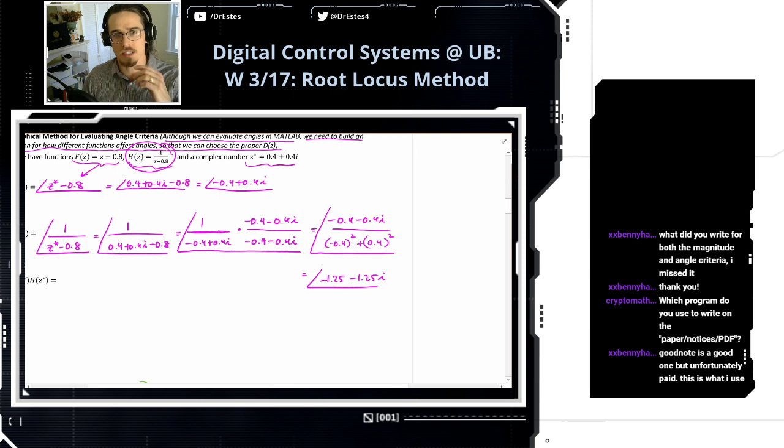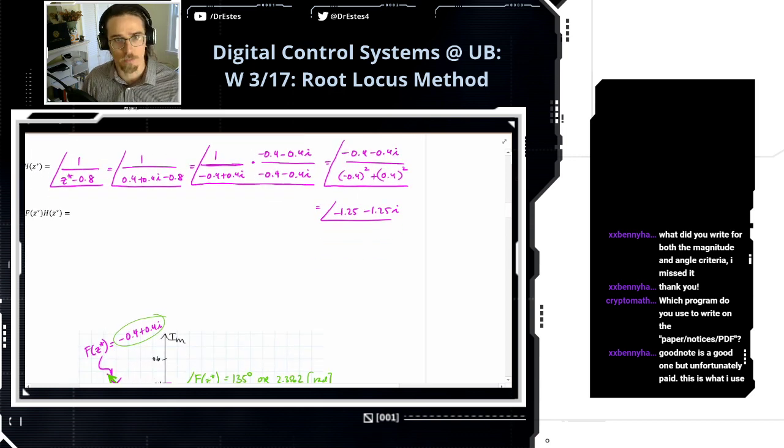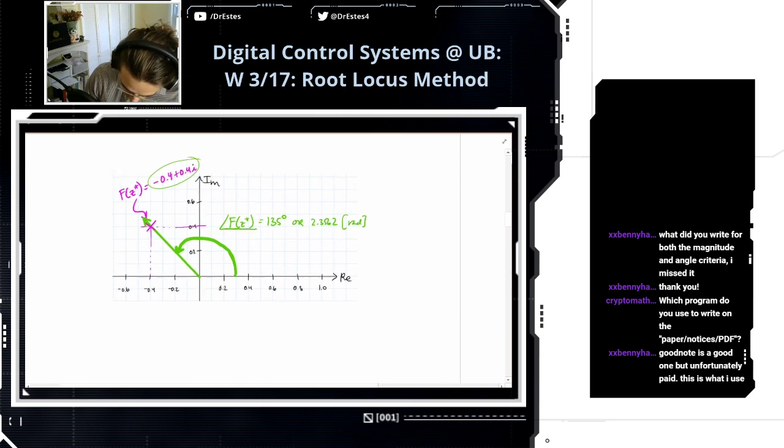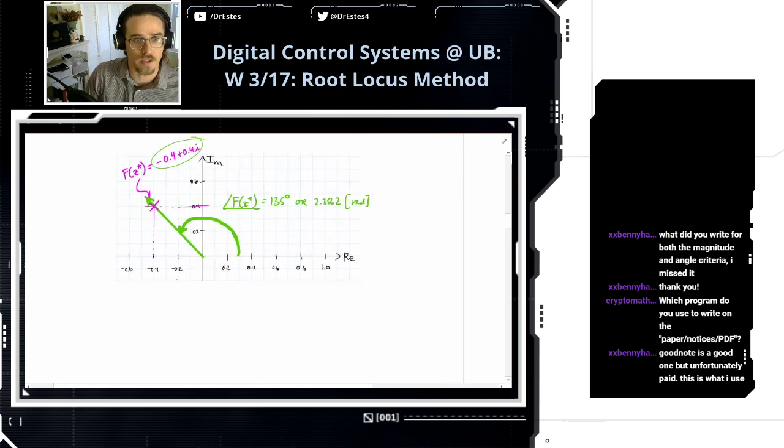So let's draw this in the complex plane as well and get the angle. So minus 1.25 minus 1.25i. And you'll notice, okay, my scaling doesn't actually accommodate it. But it's like down here somewhere. Let's put like a dot, dot, dot. It's along this line. So this is h of z equals minus 1.25 minus 1.25i.